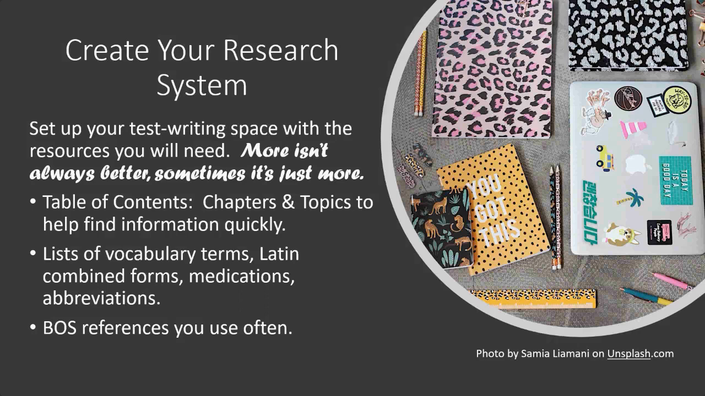So creating a research system is our last and probably most important step in the theory preparation. If you don't have time to review all the material, being familiar with where it is and having a system for finding it nice and quickly is going to be really important for the exam. If you've already spent the time going over the course material and making a table of contents, all you really need to do is put the chapters back in order as they appear in the course. From there, you can set up your test-taking space with some physical resources you want to have on hand.